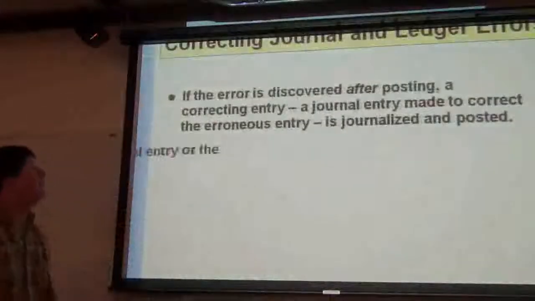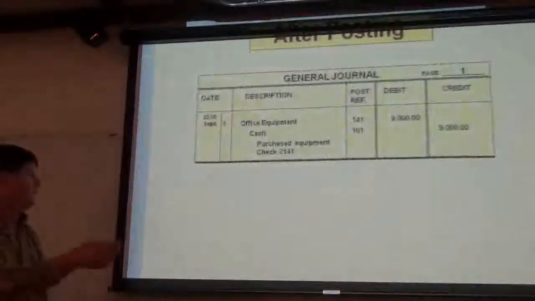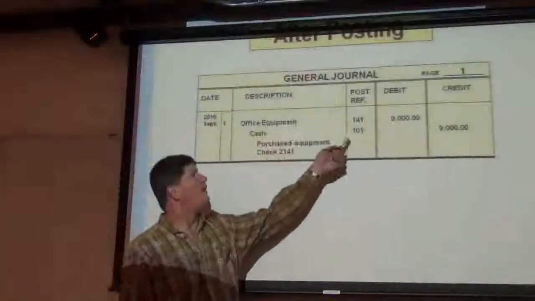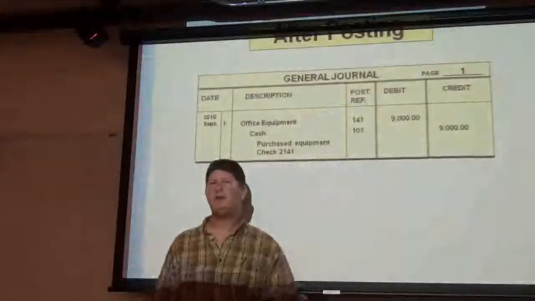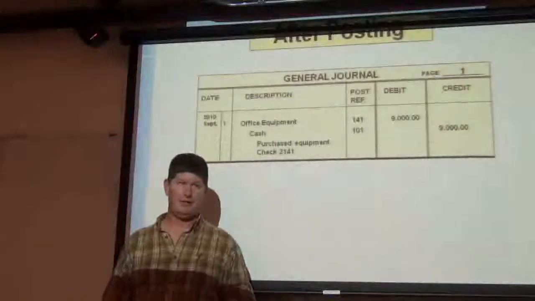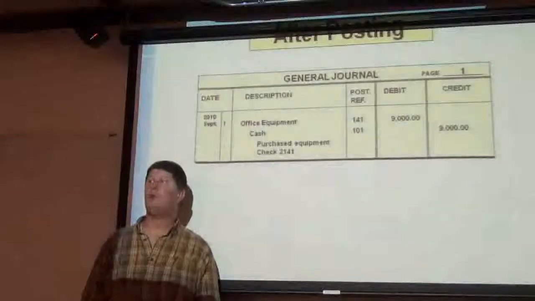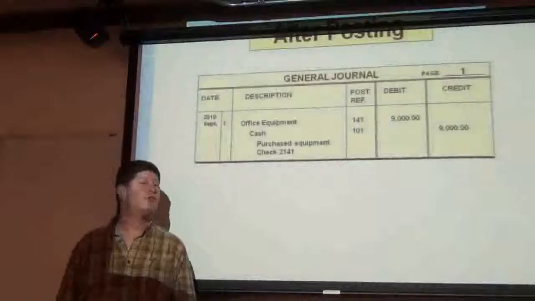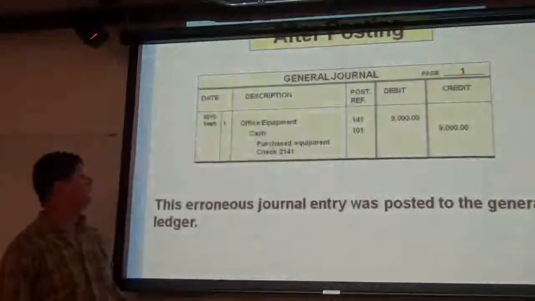Okay. If, on the other hand, we find the mistake now, what's going on here? They've been posted to the general ledger. Do we have a challenge now? Can I just cross it out and fix it anymore? No, it's posted in the book of final entry. Uh-oh, that's bad.